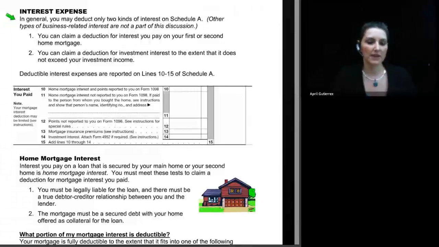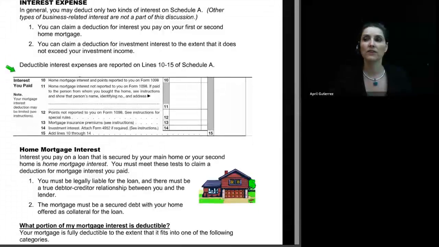Okay, interest expense is the next topic of the day. In general, you may deduct only 2 kinds of interest on Schedule A. Other types of business-related interest are not a part of today's discussion. You can claim a deduction for interest you pay on your first or second home mortgage. You can claim a deduction for investment interest to the extent that it does not exceed your investment income. And that's it. That's the kind of interest you're allowed to deduct.